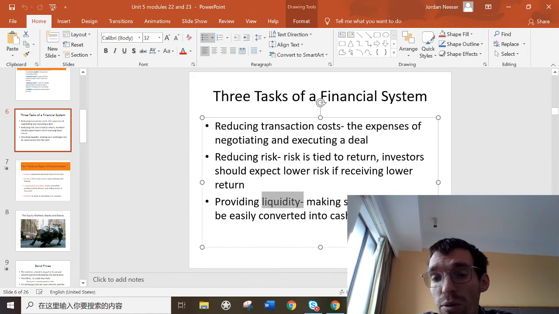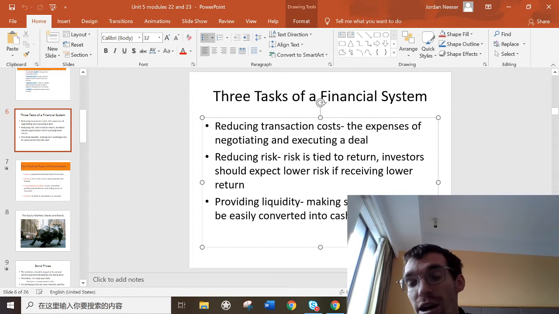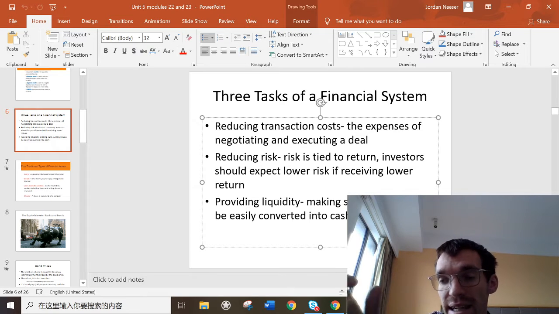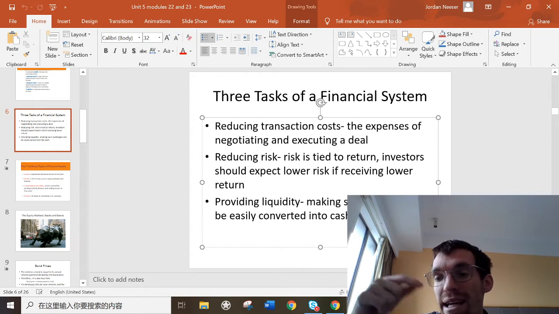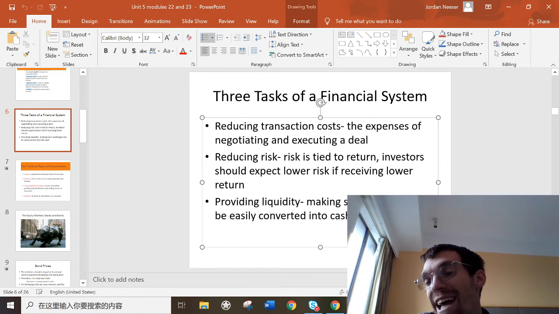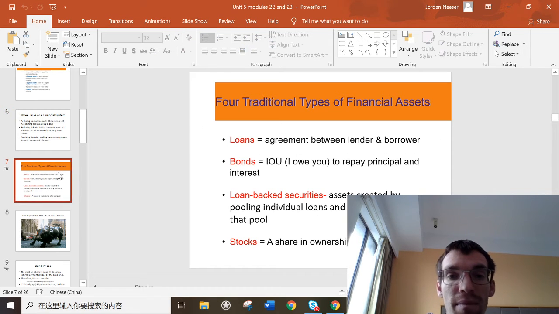To make something liquid means to make it as close to cash as possible. The most liquid asset is cash itself. Why do we call it liquid? Because cash can be easily moved around from A to B to C, whereas a different asset like land is very difficult to exchange, difficult to swap. It's not a liquid asset.